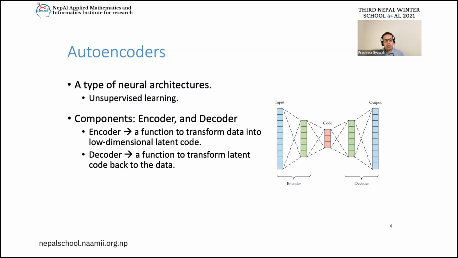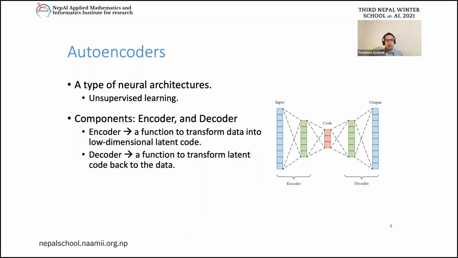The different components of autoencoders basically include the encoder and the decoder. As you can see in this pictorial representation of an autoencoder, we start with some input, and then we pass it through a stack of neural networks to get into this code, and then use this very same code to reconstruct back our input. So there are two major functions. One is the encoder, which tries to transform our data into some low dimensional latent code. And then we have another function, which is known as the decoder, that tries to transform this latent code back to the data space.